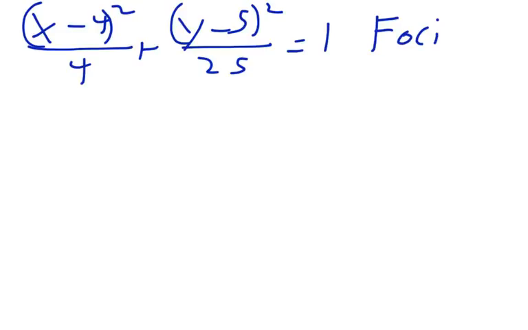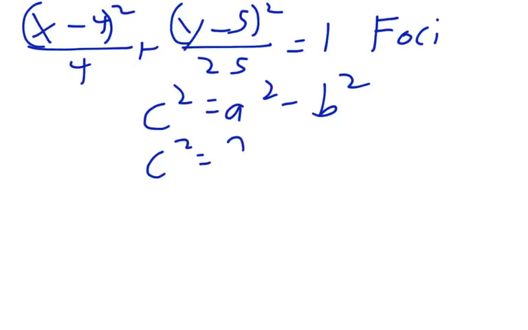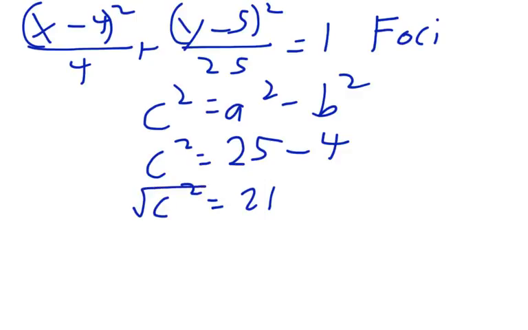In order to find the two foci, we know that c squared equals a squared minus b squared. The two numbers underneath the fractions are a squared and b squared, and we always have a squared be the major axis, which is the bigger number. The reason we do that is because if we did it the other way, it wouldn't work out so well. So we got c equals approximately 4.6.